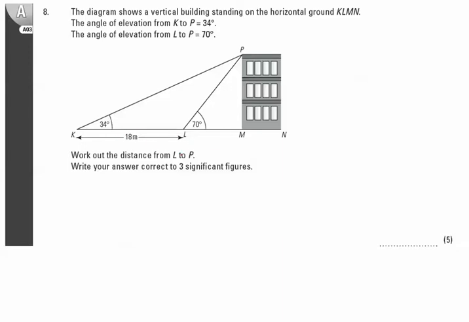So what I'm going to do is make a right angle triangle, and to do that I'm going to put a perpendicular through this point here, okay, which will make a right angle here and a right angle here. Now I don't know this distance here or this distance here, but I do know this angle and this length. And to work out this distance here, I'm going to be using trigonometry.